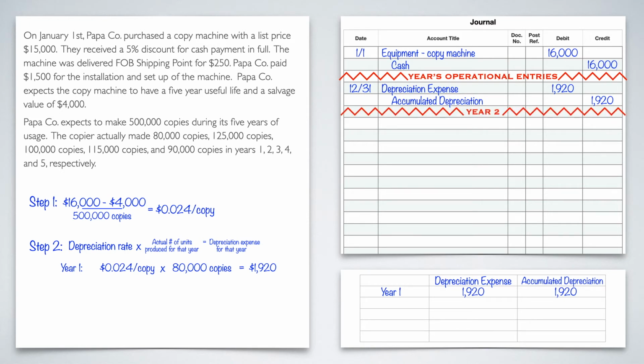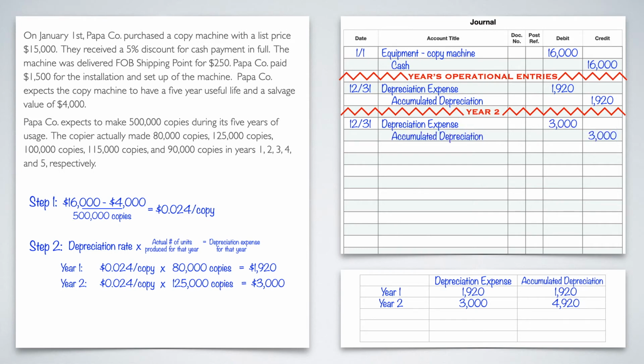Now let's go to year two. We do the same thing. We take the depreciation rate, 0.024, and multiply it by how many actual copies we produced, which for year two is 125,000. That gives us a depreciation for this year of 3,000. I add that to my table. Year two, 3,000, and then add the 3,000 to what was already in accumulated depreciation, which gives me 4,920. Put that into my journal entry, 1231, depreciation expense of 3,000 and accumulated depreciation of 3,000.